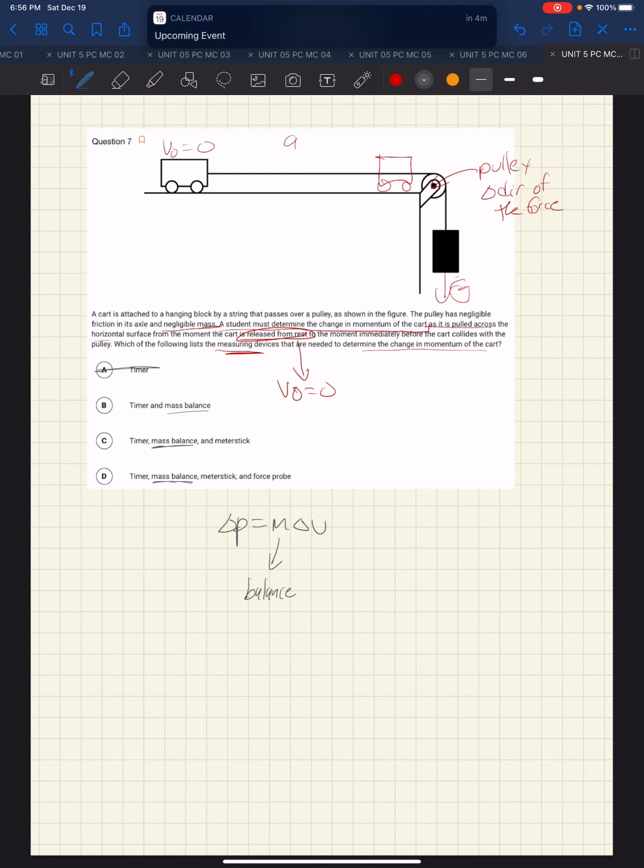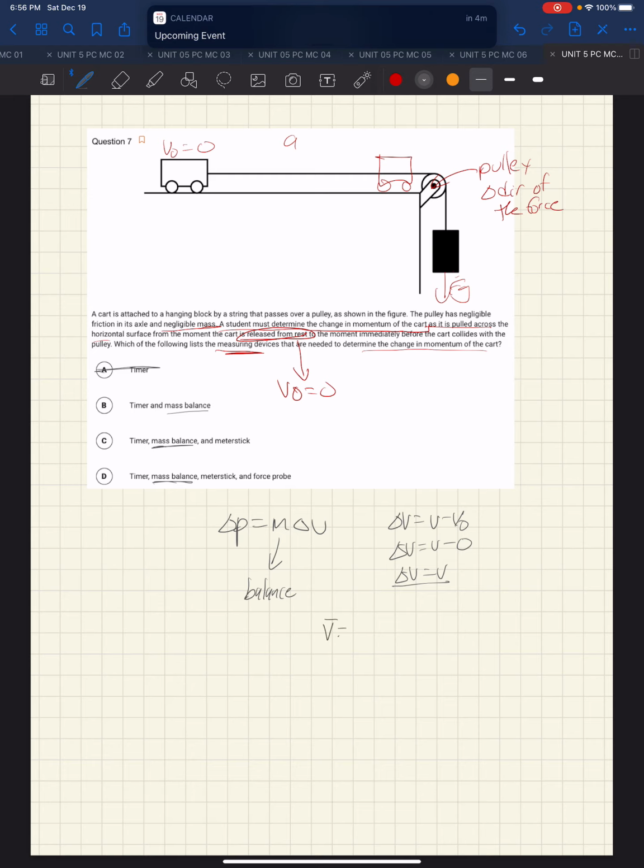Well, the delta V, delta V is V minus V0. And V0 is 0, so delta V equals V. So we need to find that final velocity.